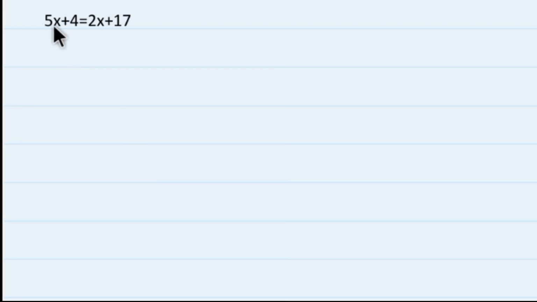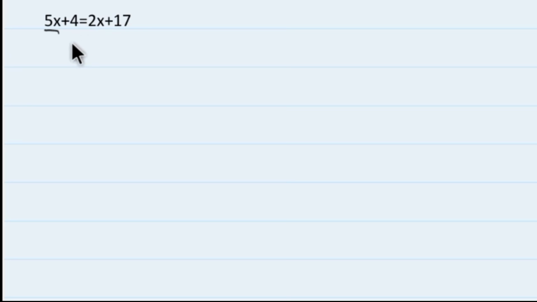The first example is 5x plus 4 is equal to 2x plus 17. Note, there are no parentheses in this example, there are no fractions, and there are no like terms on each side. The term 5x has a variable x, while the other term does not have any variable. So these two terms are not like terms. Similarly, 2x and 17 are also not like terms. So this equation has no like terms on each side of the equation.